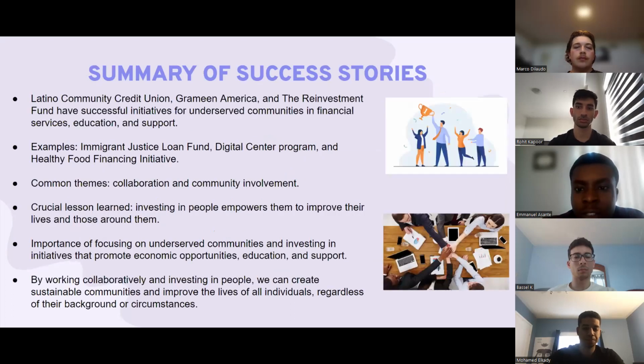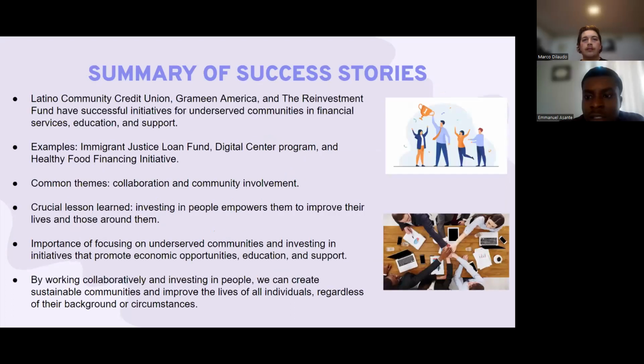So in the slides, we discuss successful organizations and initiatives that help underserved communities. Here are some common themes and lessons learned. The Latino Community Credit Union, Grameen America, and the Reinvestment Fund are nonprofits that offer financial services, education, and support. Each organization has launched effective initiatives such as Immigrant Justice Loan Fund, Digital Center Program, and Healthy Food Financing Initiative, which have positively impacted their communities.